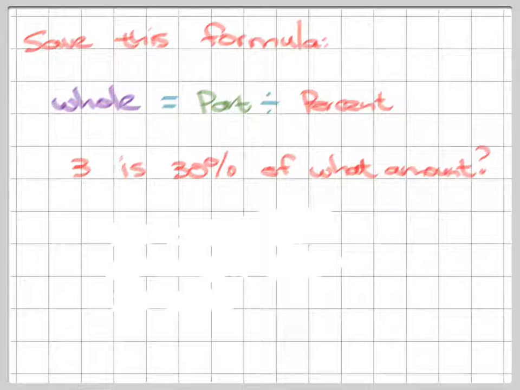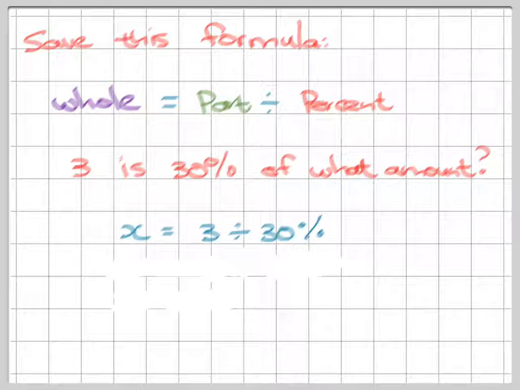Right, guys, let's start. We're going to apply this formula using this example here. 3 is 30% of what amount? So the part we do not know is whole. Whole is what we're working out. And we're going to use what we have here, 3, that's our part, and that's our percent. Part and percent. We're going to plug those into our formula. Let's go about doing that.